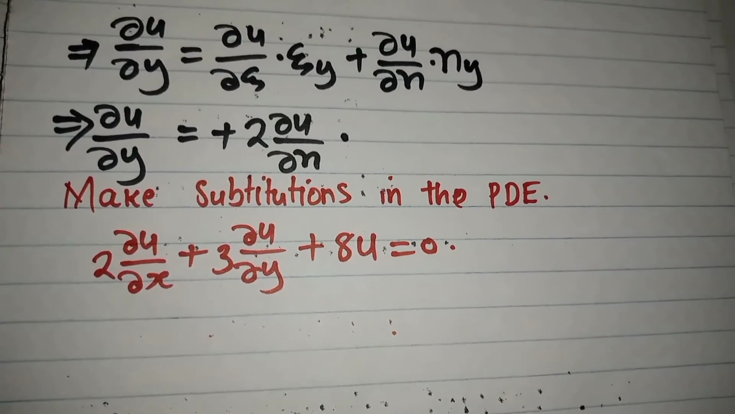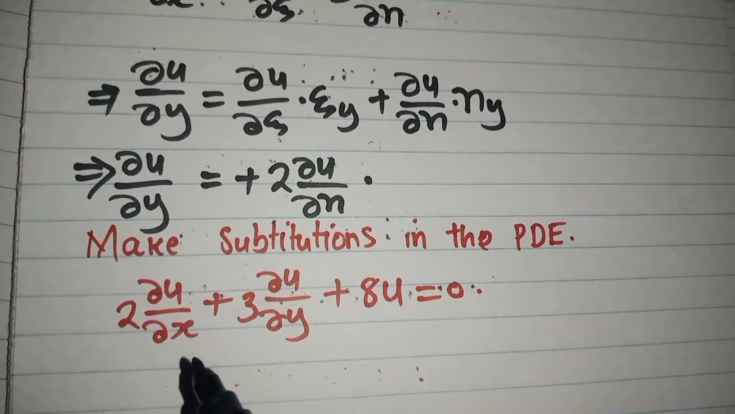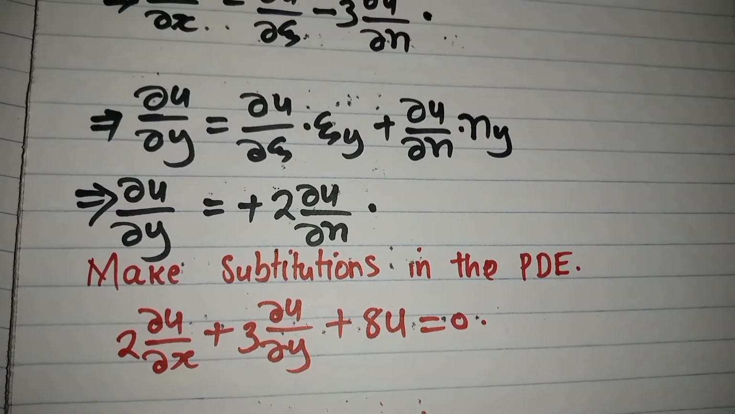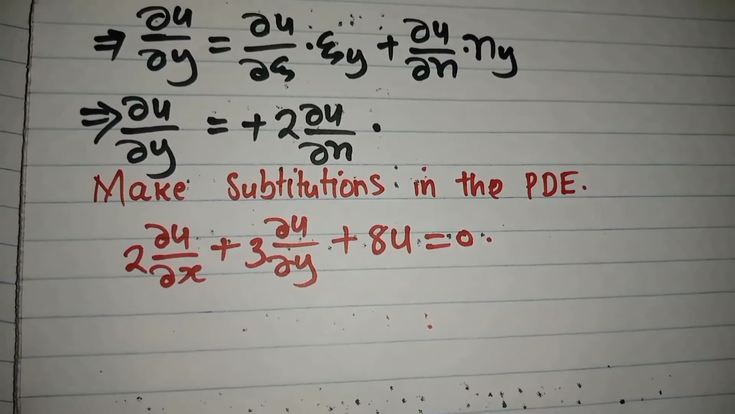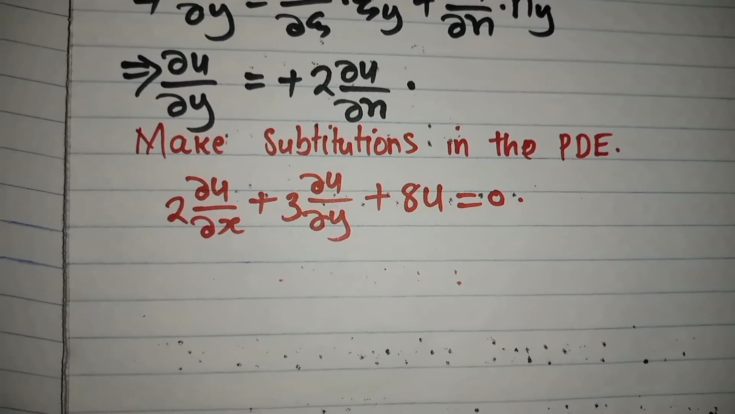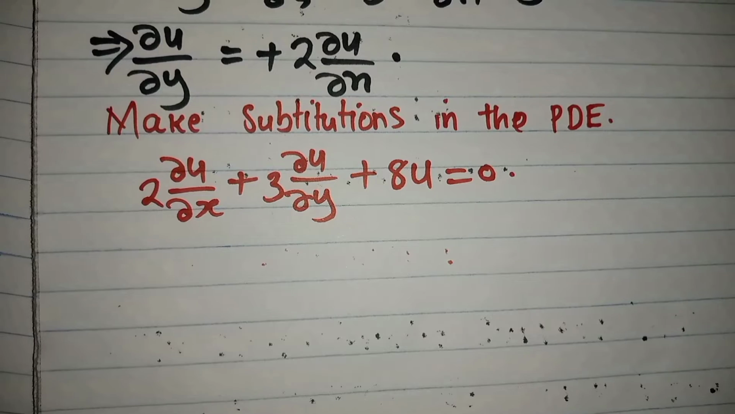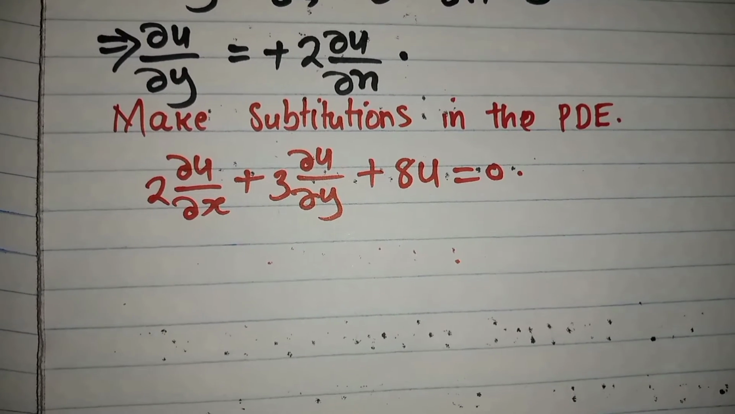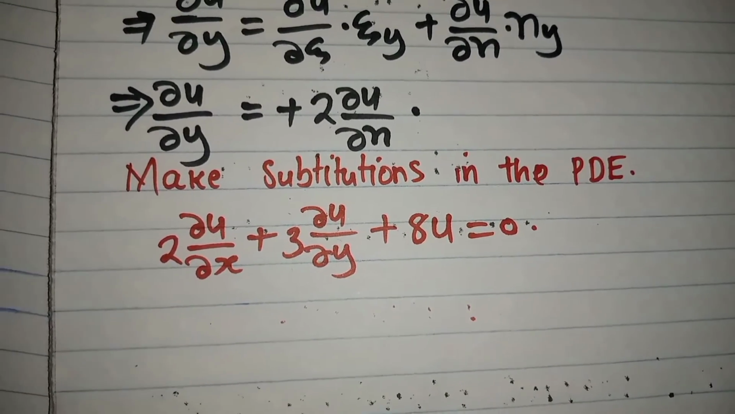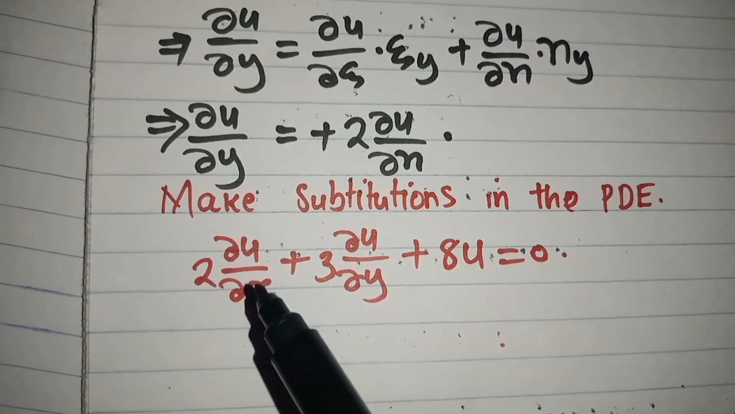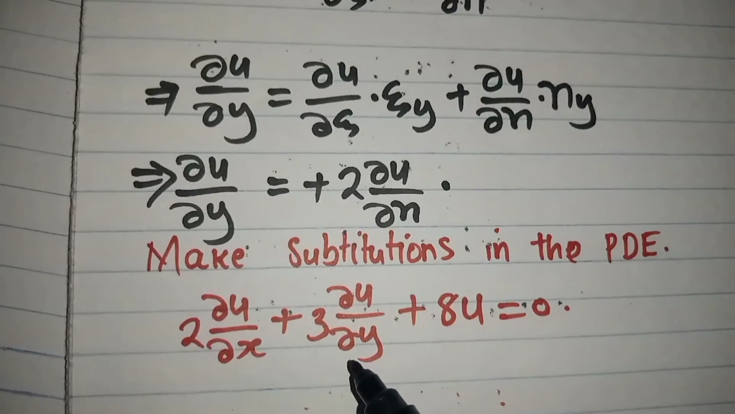Then, since we have obtained the value of the partial of u with respect to x and the partial of u with respect to y, we are going to make substitutions in our given question. We are going to substitute them in the given PDE. And remember that our given PDE is 2 times the partial of u with respect to x, plus 3 times the partial of u with respect to y, plus 8u is equal to 0. So we are going to substitute the values of the partial of u with respect to x and the partial of u with respect to y. And we have already obtained them.